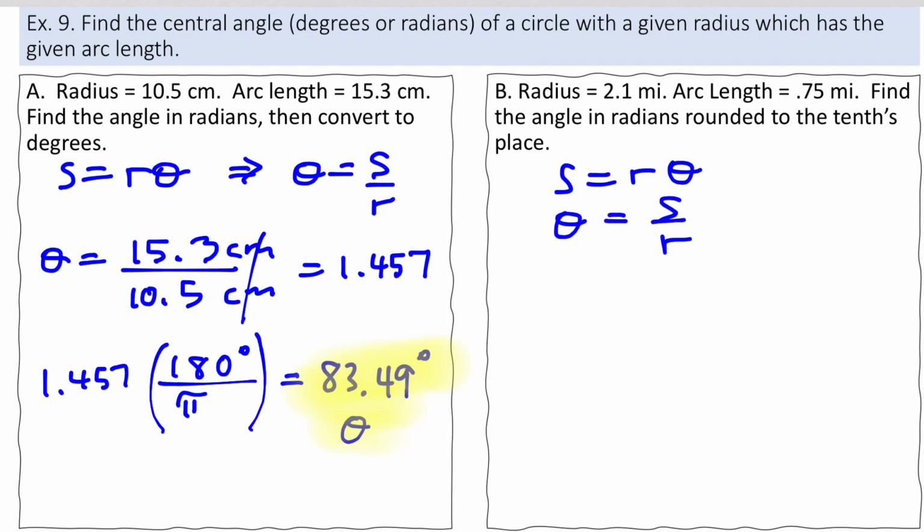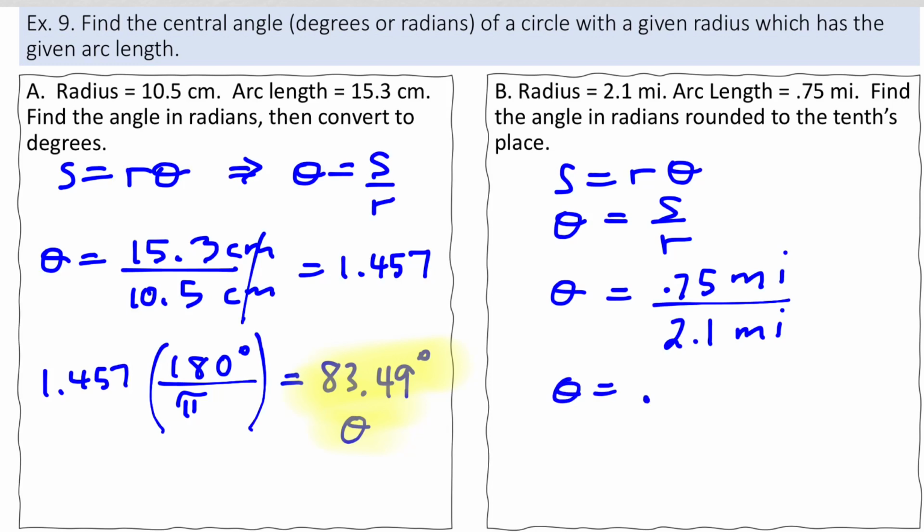The arc length is 0.75 miles. The radius is 2.1 miles. So the angle in radians is 0.357 radians. Okay, so this is a radian number, even though it doesn't have pi in it. This is an amount of rotation given in radians. So 0.357 radians is what I'm looking for here.